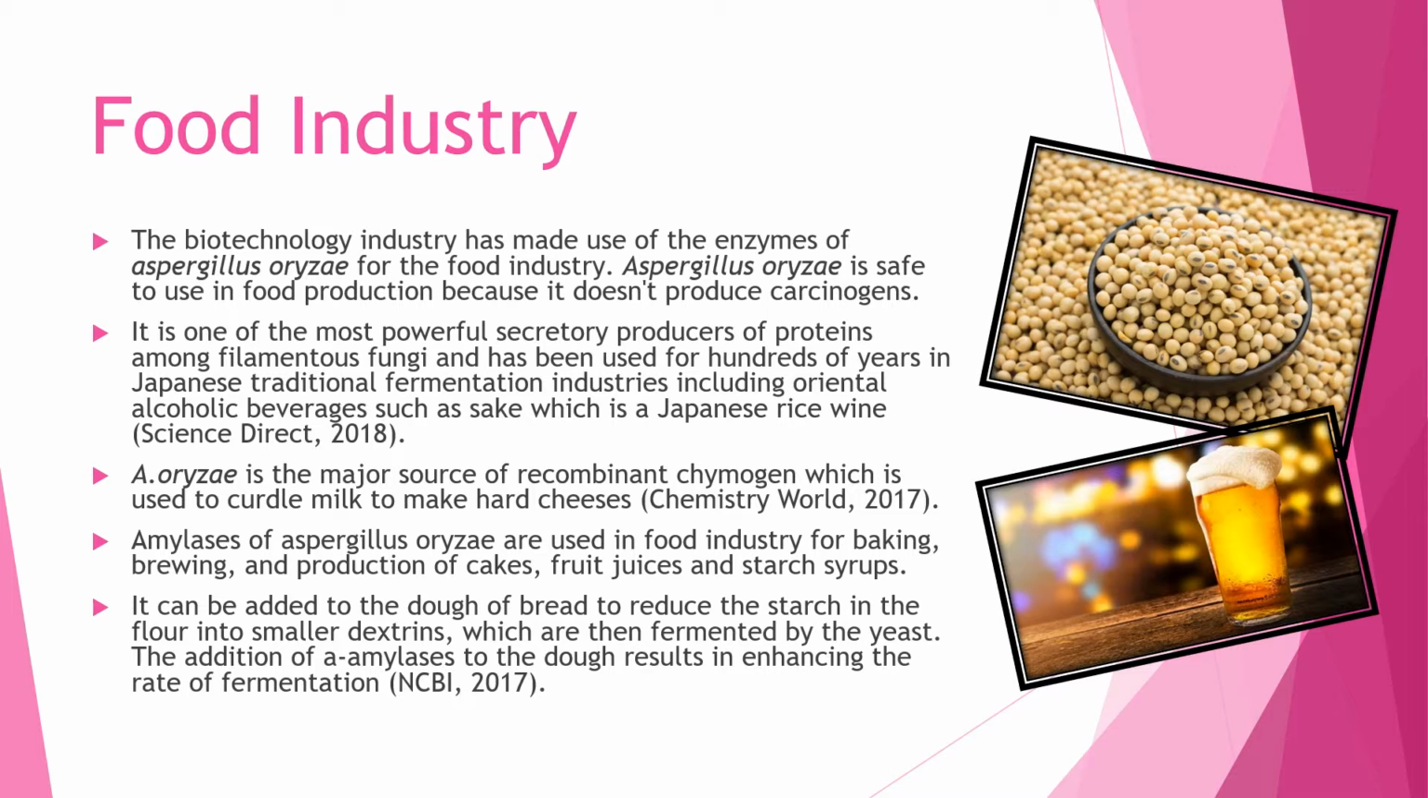Amylase of Aspergillus oryzae is used in the food industry for baking, brewing, production of cakes, fruit juices, and starch syrups. It can be added to the dough of bread to reduce the starch in the flour into smaller dextrins, which are then fermented by the yeast. The addition of alpha amylase to the dough results in enhancing the rate of fermentation and the reduction of the viscosity of the dough, resulting in improvements in the volume and texture of the product.